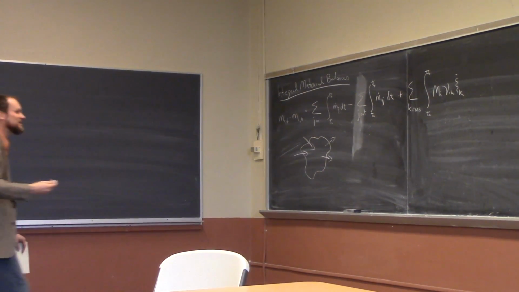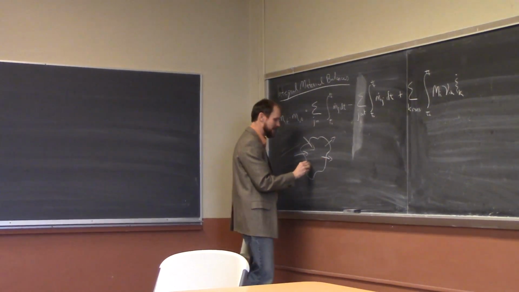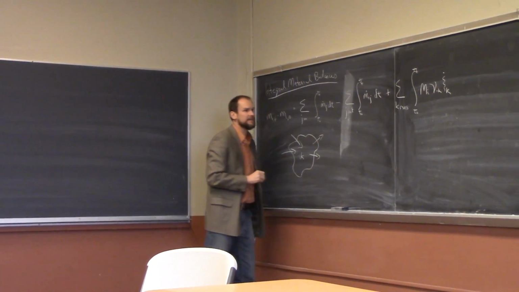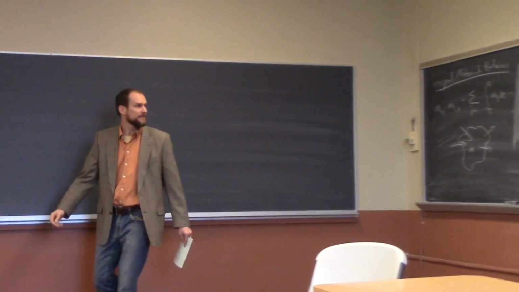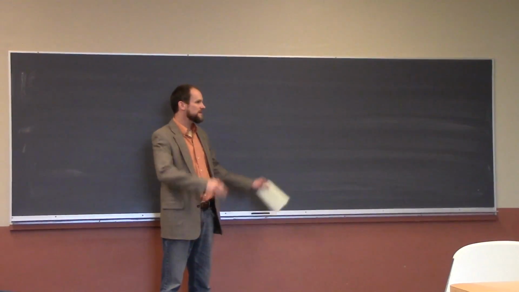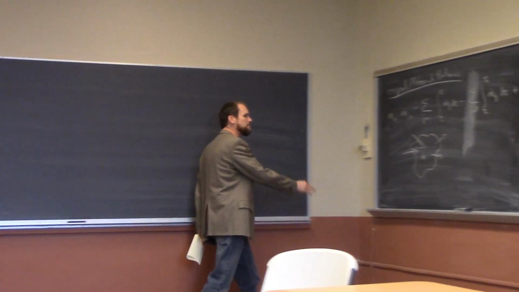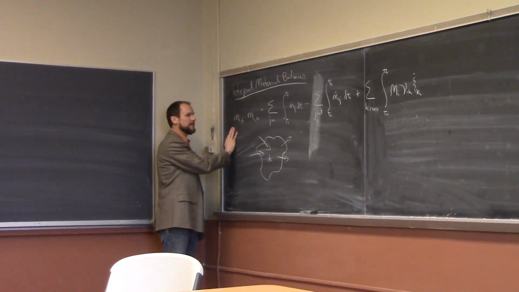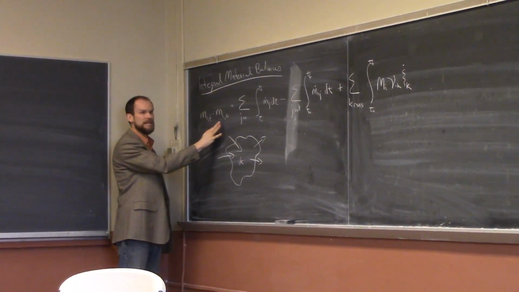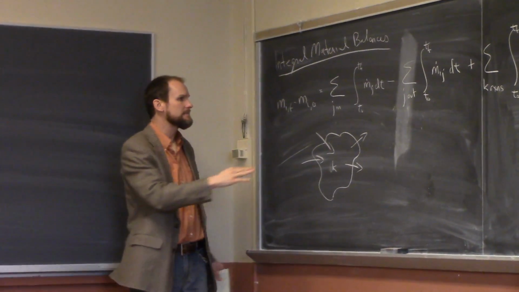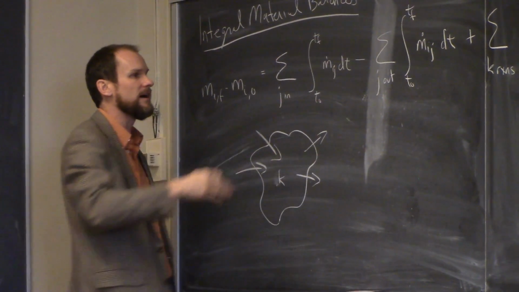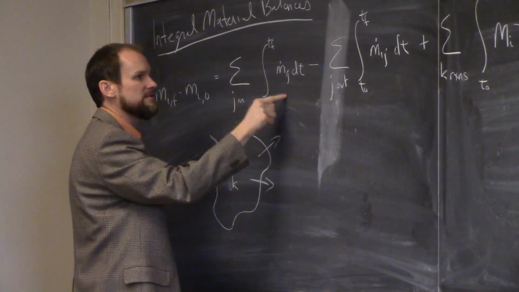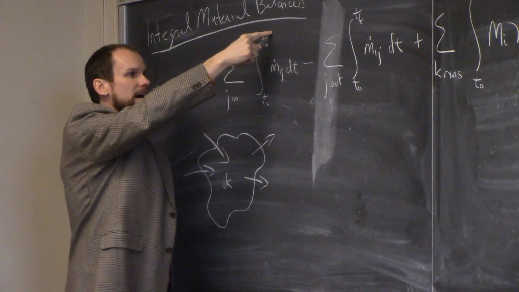So we have J flows going in, J flows going out, and then we have a whole bunch of reactions, K, going on inside the system. And so we get these giant equations. This is the mass balance for a component. On the left, we have the accumulation, the final minus the initial, over some time period from time zero to time final. And then for each of these streams, we can integrate our mass flow rate from initial to final time.